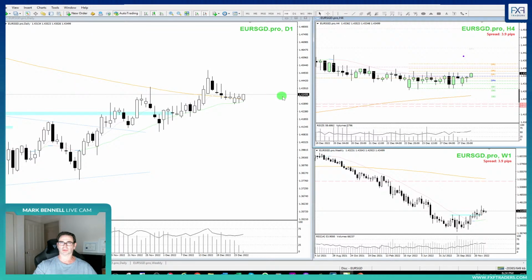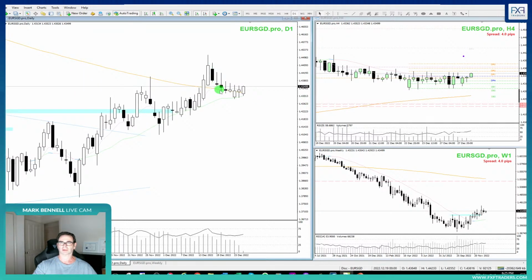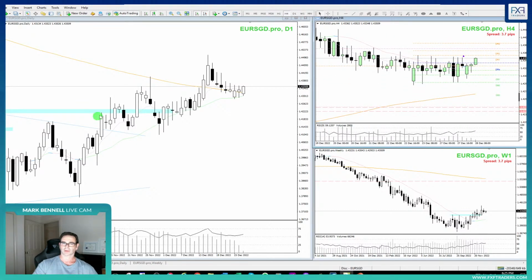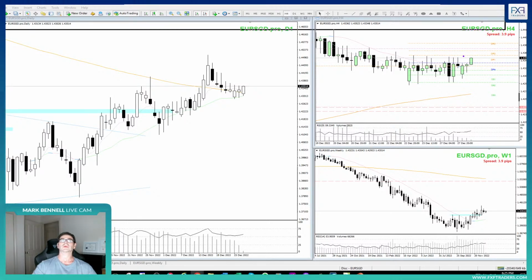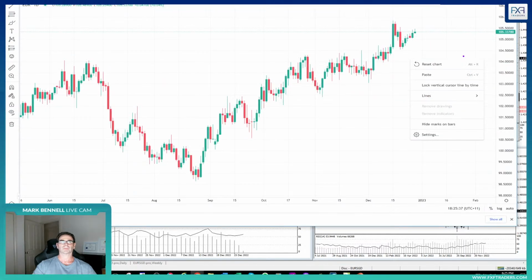Okay, Euro Singapore. Very similar to dollar CAD. Look, pull back. So this is giving us a cleaner look at Euro currency, isn't it? And let's just have a look at the Euro index. Okay, good. Here it is. Euro.